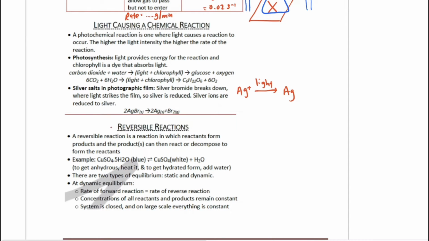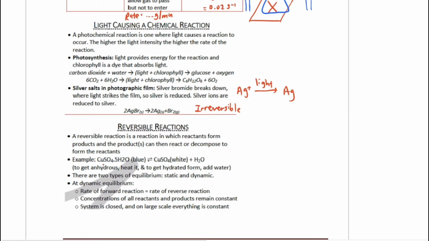Okay, now we have the next one. Reversible reactions. A reversible reaction is a reaction in which reactants form products, and the product can then react or decompose to form the reactants. You can see this kind of arrow. Normally the chemical reaction has this arrow. This kind of arrow is irreversible. That means the reactant can form the product, but the product cannot go backwards to form reactants. Irreversible means cannot go backwards. But reversible, the arrow is like this. They can go forward and the product can react and go backwards to form the reactants.